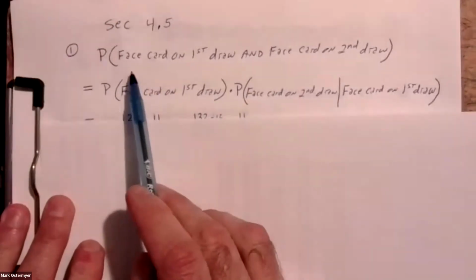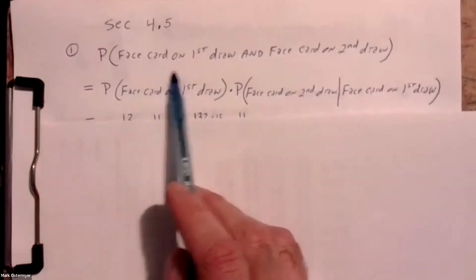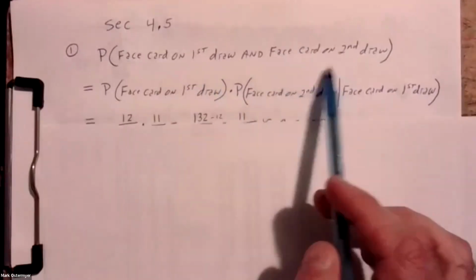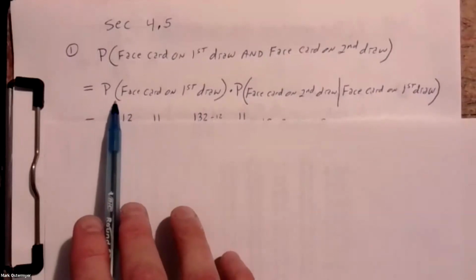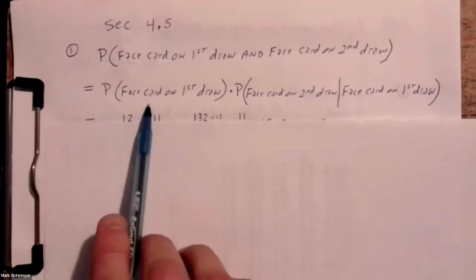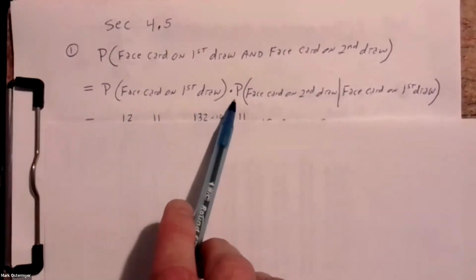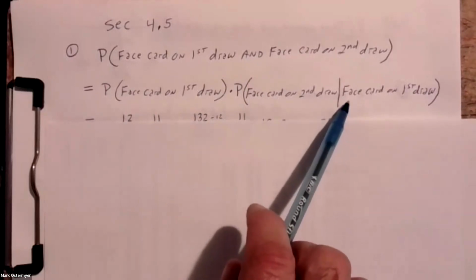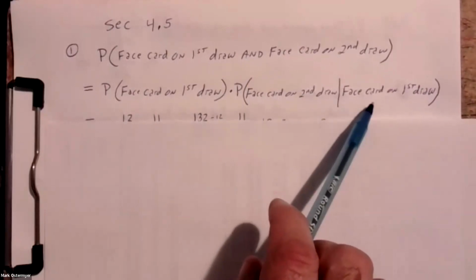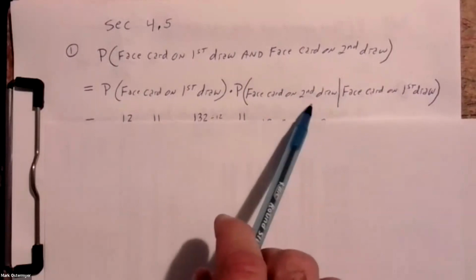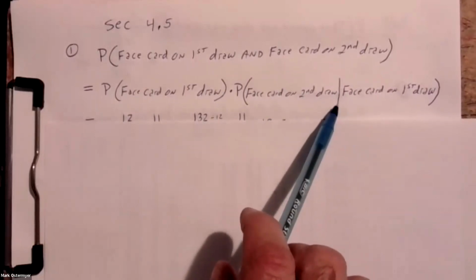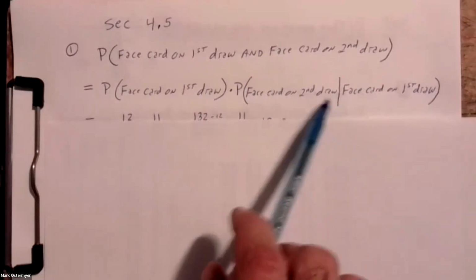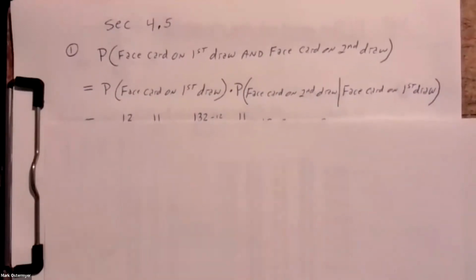So we want to compute the probability that we draw a face card on the first draw and a face card on the second draw. That's going to be equal to the probability that we draw a face card on the first draw times, given that we draw a face card on the first draw, that we draw a face card on the second draw. So this is a conditional probability. And we have to use a conditional probability because these selections from the deck are without replacement.